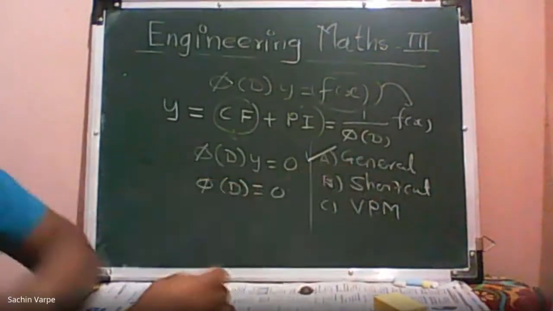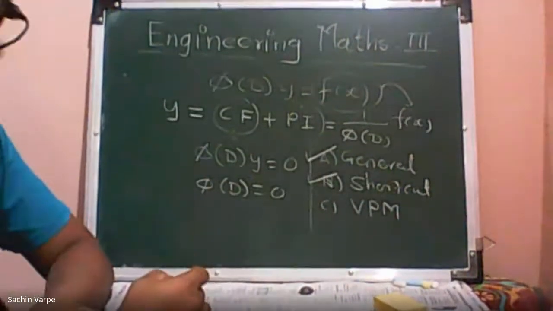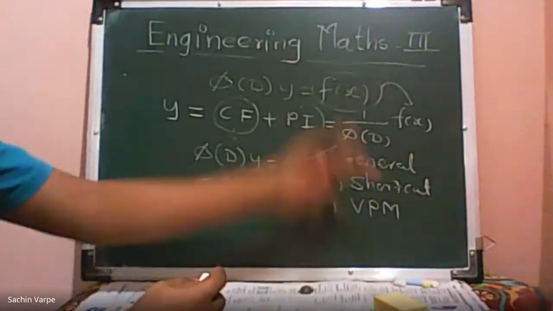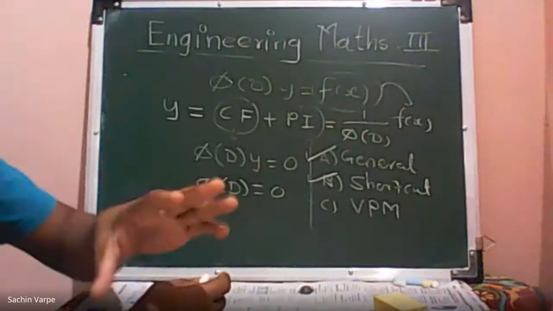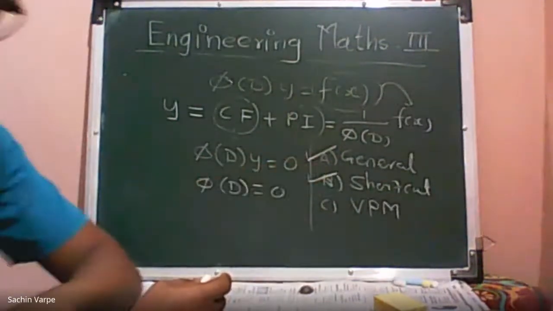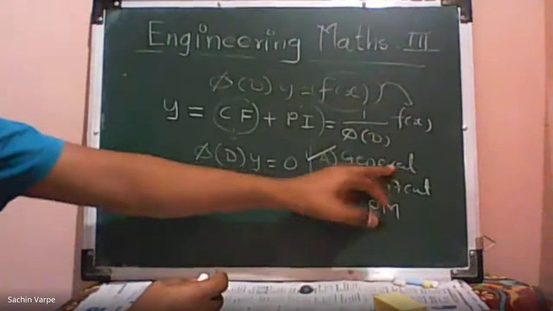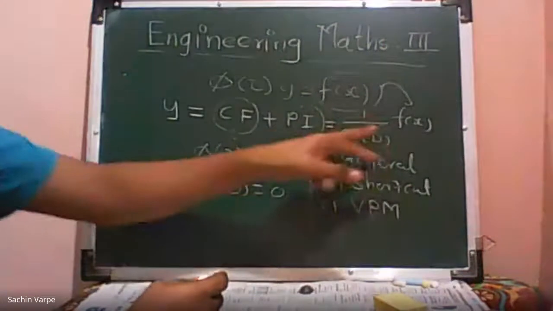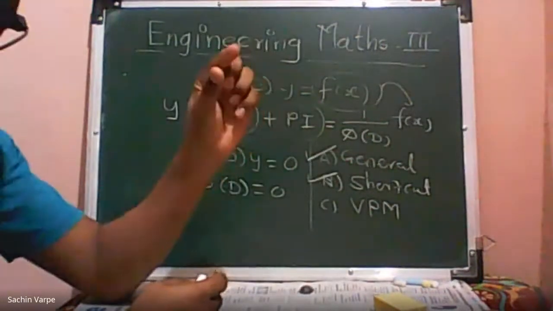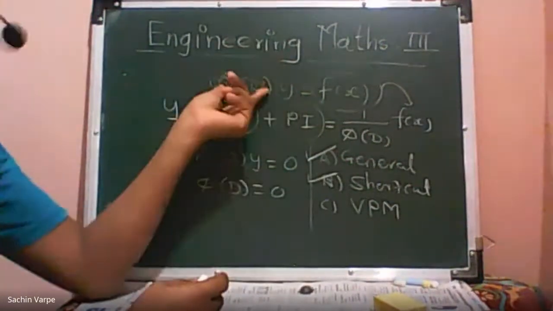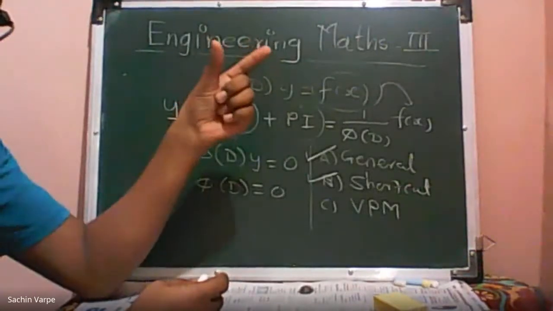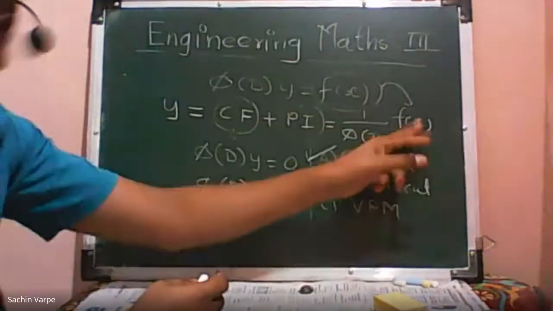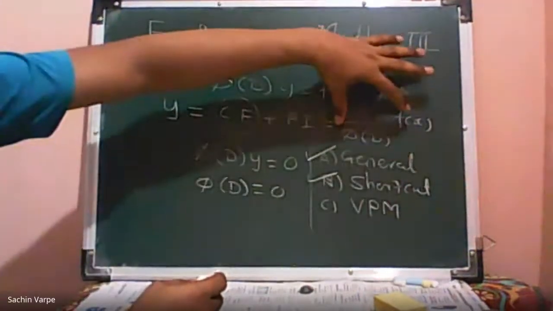Then we are now discussing shortcut method. There are 6 to 7 shortcut formulas to directly find the particular integral. Instead of evaluating the actual integration, we have the formulas. In general method, we actually have to evaluate the integration of this function, because phi of D is a function of derivative, so that is a differential operator, and its inverse will be an integrating operator. So 1 upon phi of D is an integrating operator we are operating on the function. So that is a kind of integration, isn't it?